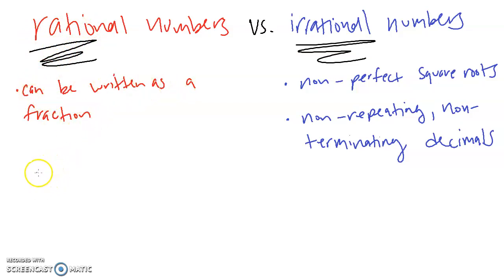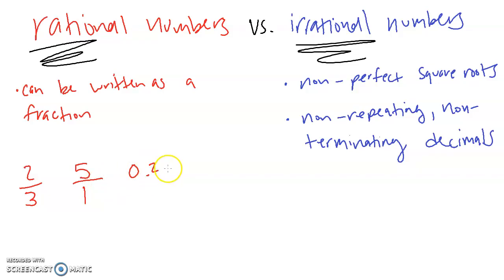So common examples of rational numbers are numbers like 2 over 3. That's a fraction, so it's rational. What about the number like 5? Well, 5 is a rational number because you can rewrite that as a fraction as 5 over 1. So that's rational.